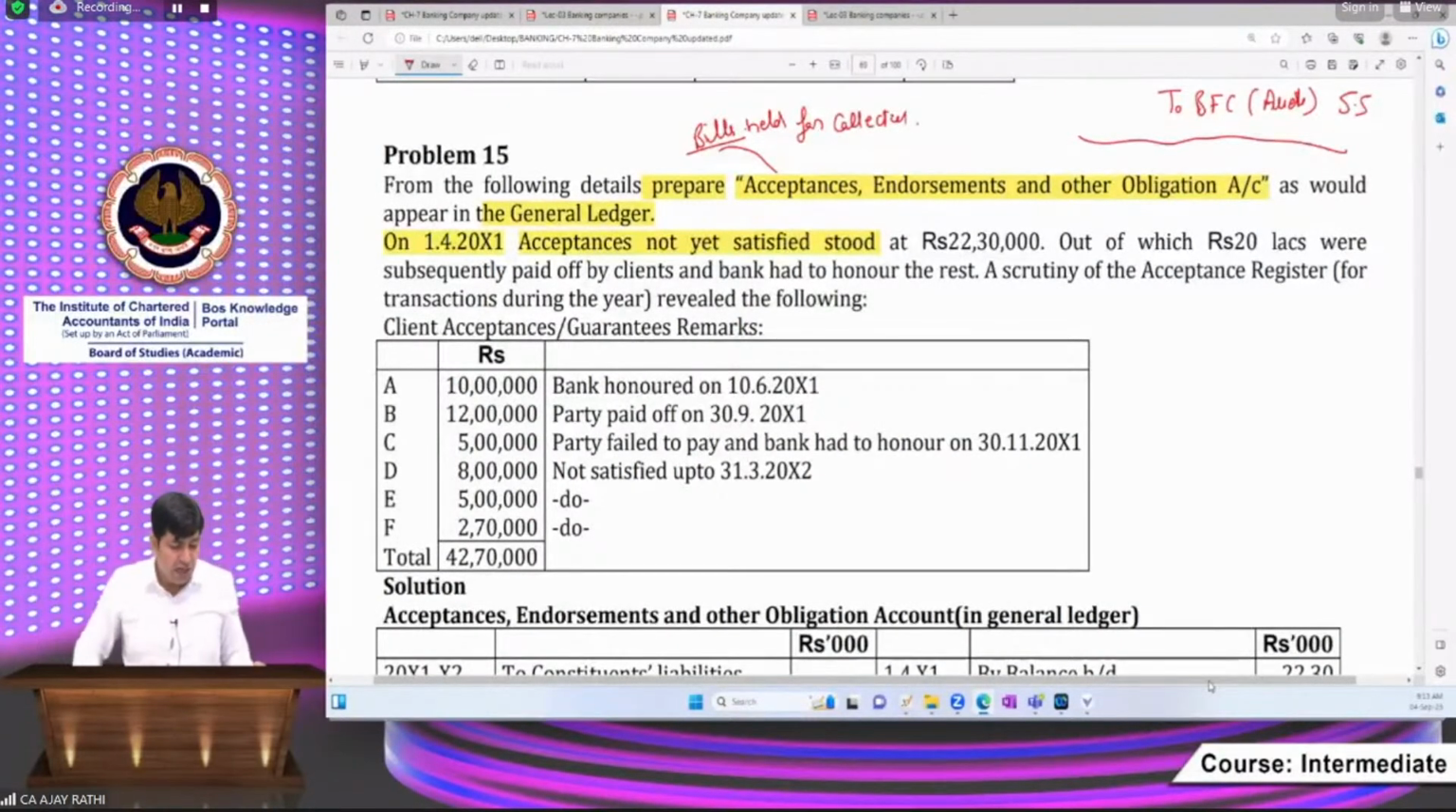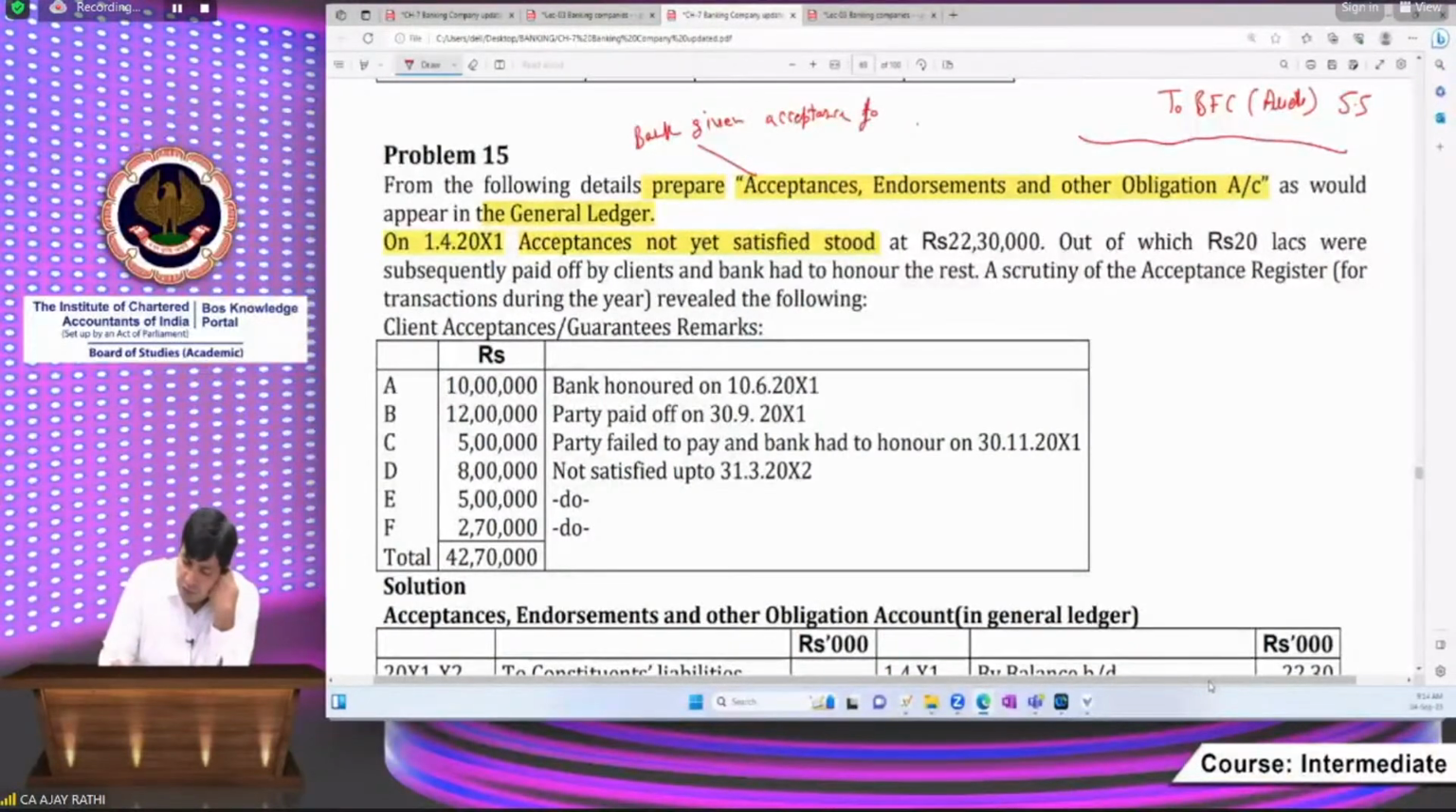Okay, beta. Now check. Acceptance not yet satisfied. Beta, we have accepted these things. But these are not held for collection, sorry. These are different things. These are the bills which have been accepted on behalf of customers. Beta, sometimes the bank gives a guarantee also. The bank accepted the bills on behalf of the customer. Banks give acceptance for, or you can say on behalf of, customers.